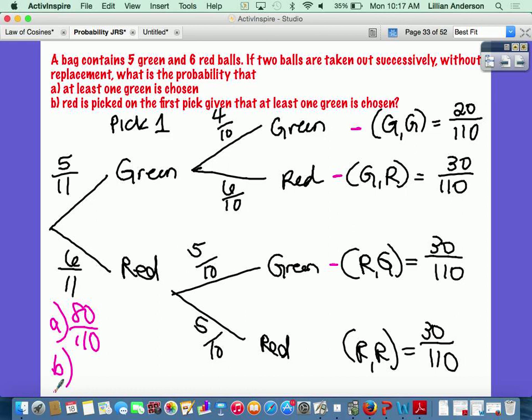Then part B says, a red is picked on the first pick, given that at least one green is chosen. So this is conditional probability. If I wanted to set it up real fast, what's the order? What goes on the left side of the bar? Red is chosen, and then what goes on the other side? At least one green. Because that's the part that follows the given.